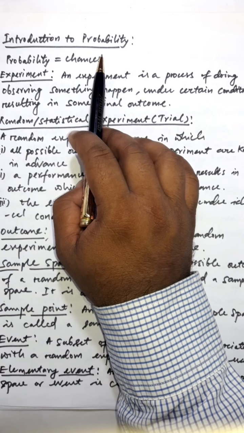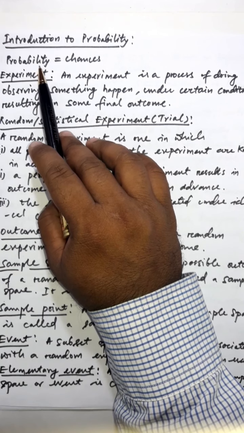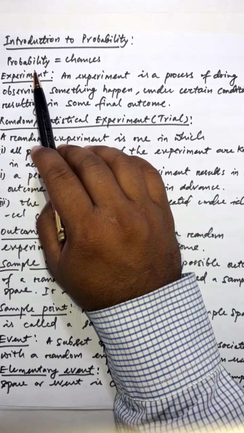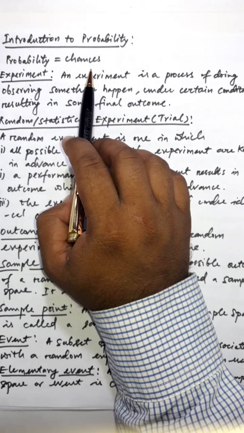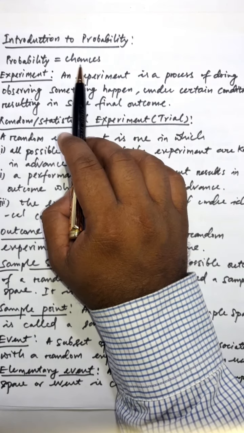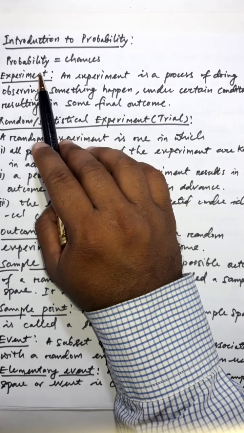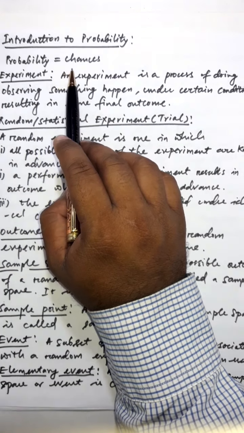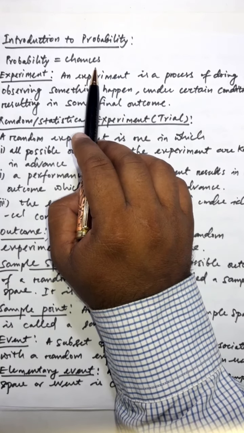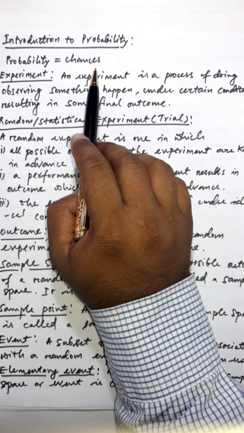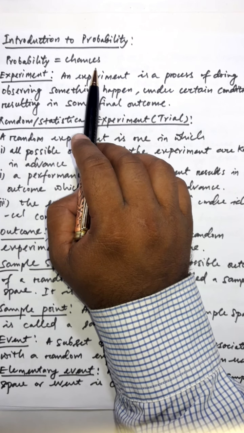Now, what is the meaning of the term probability? This word probability means chances. So, if we are calculating the probability of something, then that means we are calculating the chances of happening of that particular thing or that particular event.